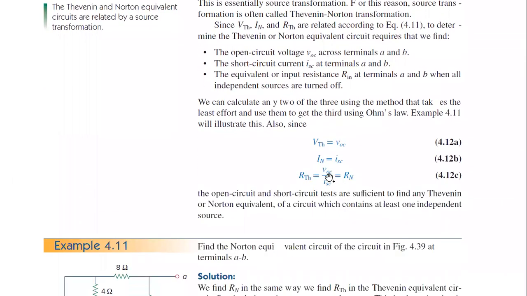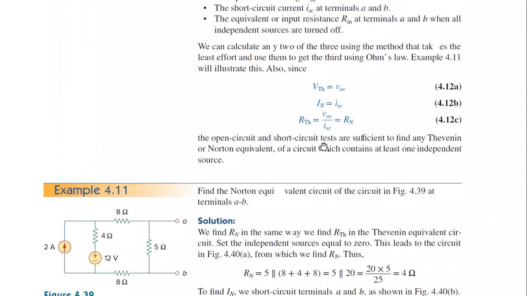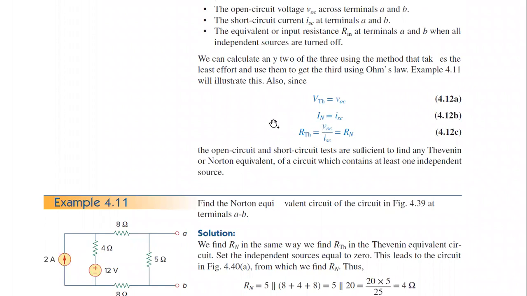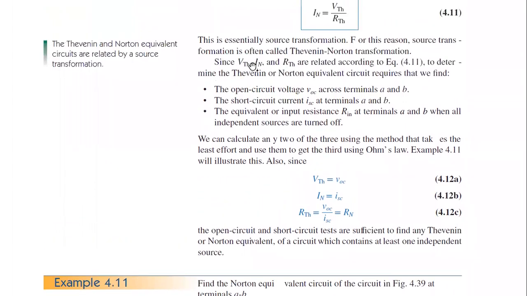Since VTH is nothing but VOC, the same voltage, and RTH is Rn, both are the same. Since VTH, IN, and RTH are related according to the equation, to determine Thevenin's or Norton's equivalent, we can find the open circuit voltage VOC across the terminals AB, and the short circuit current ISC across the terminals A and B.